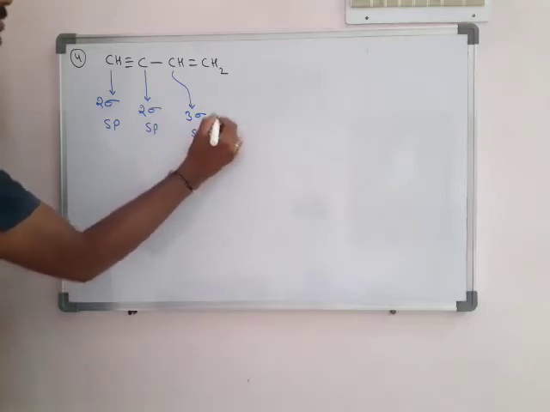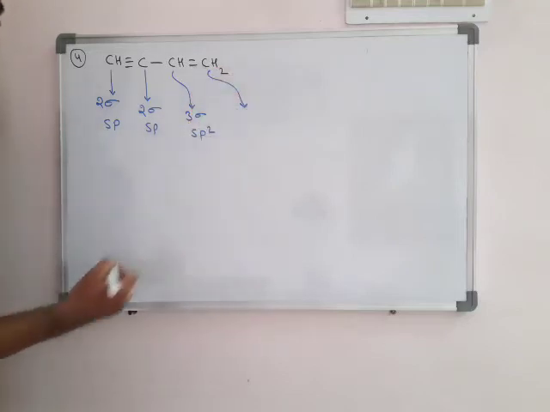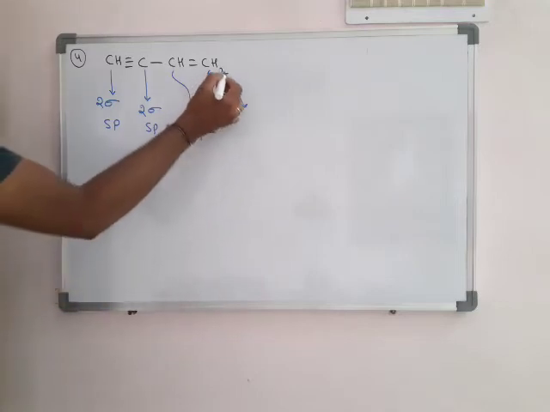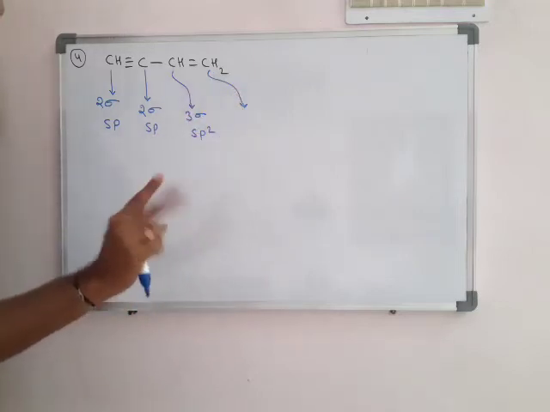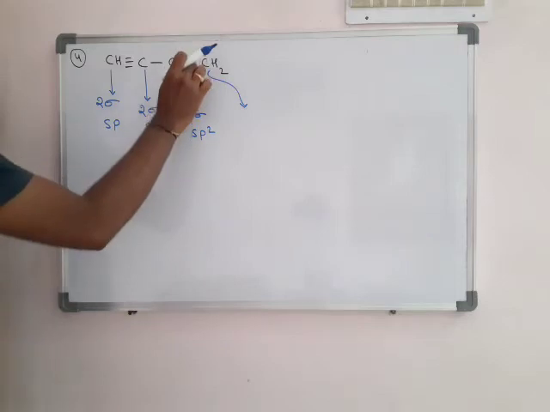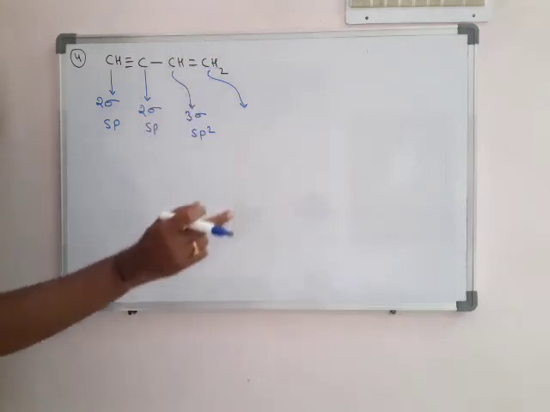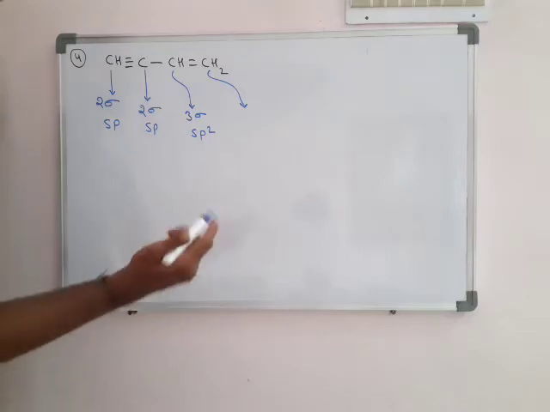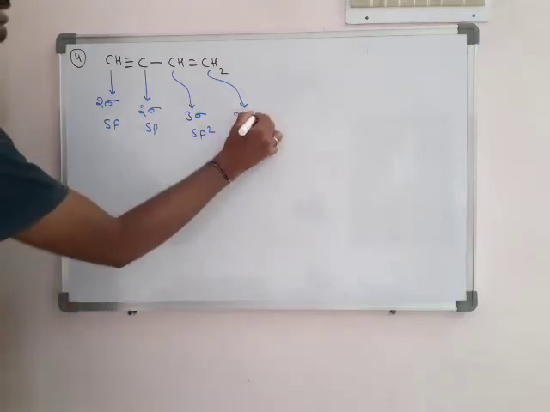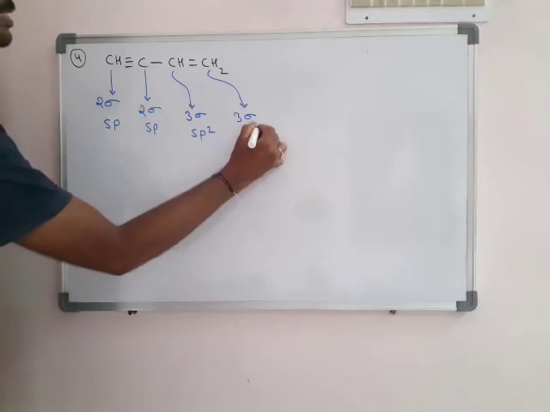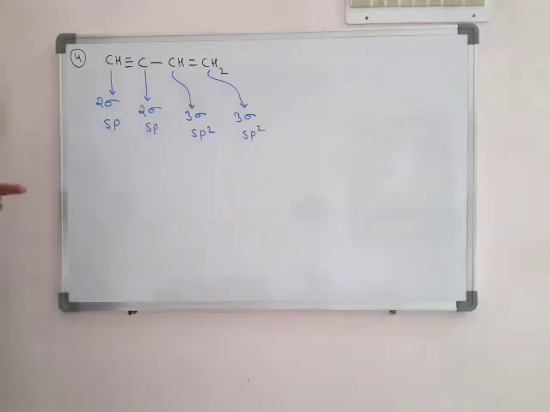3 sigmas means sp2. What about this 4th carbon? The 2 hydrogens give 2 sigmas, and the double bond is compulsory: 1 sigma and 1 pi bond. So the total is 3 sigma bonds, so that is sp2.